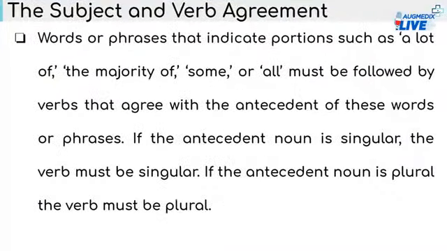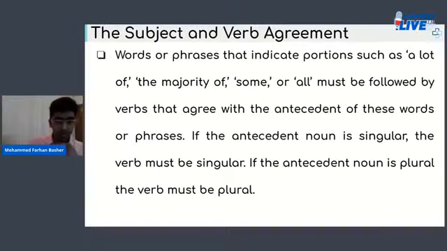Let's read what we have here. Words or phrases that indicate portions, such as a lot of, the majority of, some, or all, must be followed by verbs that agree with the antecedent of these words and phrases. If the antecedent noun is singular, the verb must be singular. If the antecedent noun is plural, the verb must be plural. This definition may not seem very clear to you, but if we go forward and take a look at some examples, this definition should become easier.